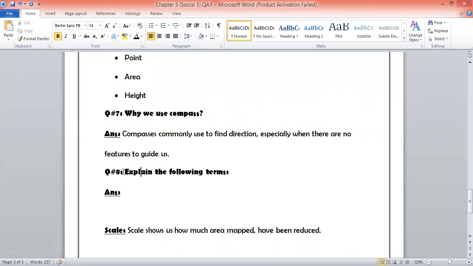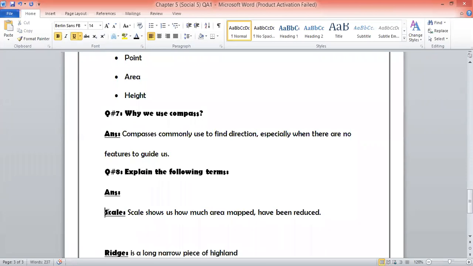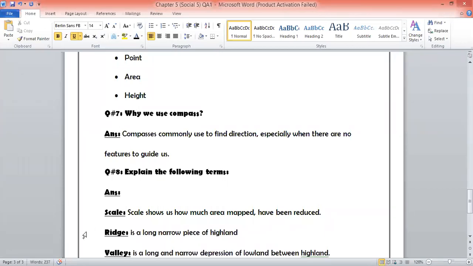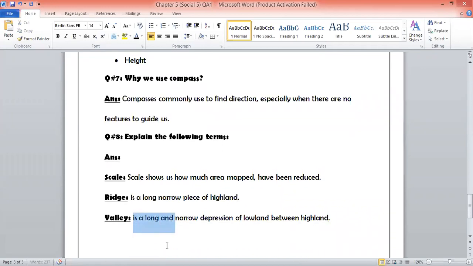Question number 8 is saying, explain the following term. The term is a scale. What is meant by scale? The scale shows us how much area mapped have been reduced. And then there is one more. It's a ridge. Ridge, what is ridge? Ridge is a long, narrow piece of high land. And valley. Valley is a long, narrow depression of lowland between the highland.